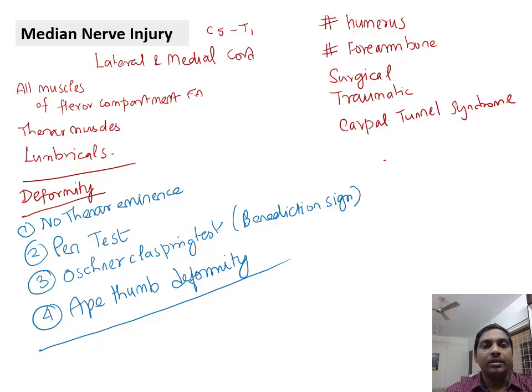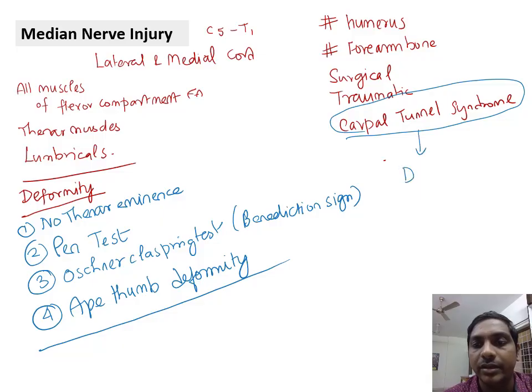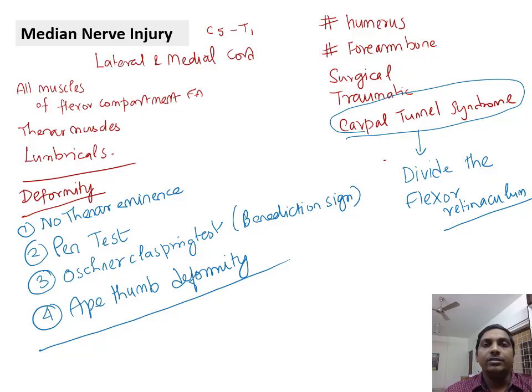As for treatment, in carpal tunnel syndrome you just divide the flexor retinaculum. It will release the pressure, thereby releasing the compression. In a clean cut injury, you do direct nerve repair, or you can use a nerve graft or a nerve transfer. And finally, in end stages, with prolonged injuries where nerve transfer or nerve grafting cannot be done, you can opt for a tendon transfer. There are a lot of tendon transfers available. Based on the patient's needs, we can choose what type of tendon transfer can be done.